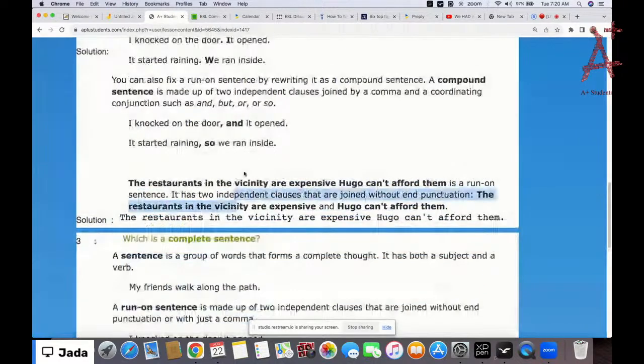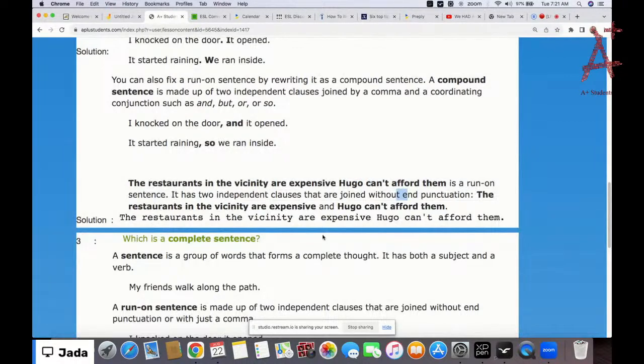So we have some more examples here. The restaurants in the vicinity are expensive. Hugo can't afford them. If you can see, that's two sentences together, this one and then this one. It's a run-on sentence. It has two independent clauses that are joined without an end punctuation. So there's no end punctuation.